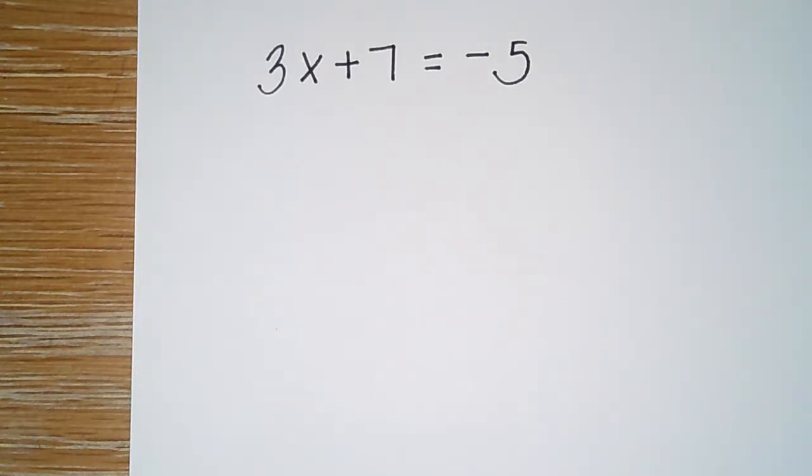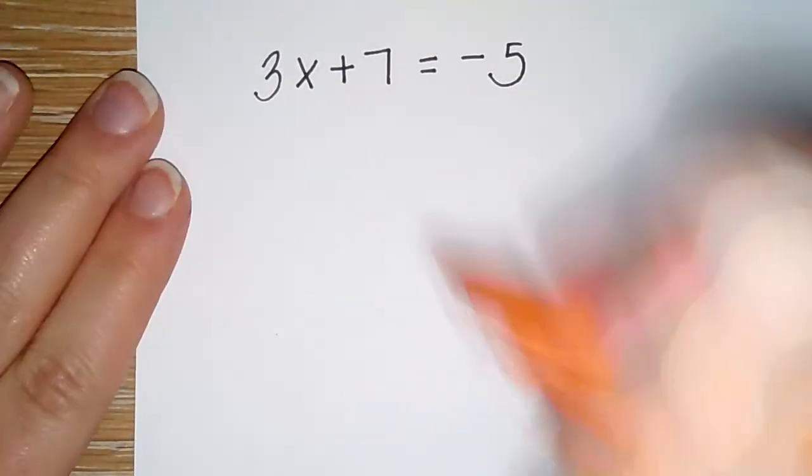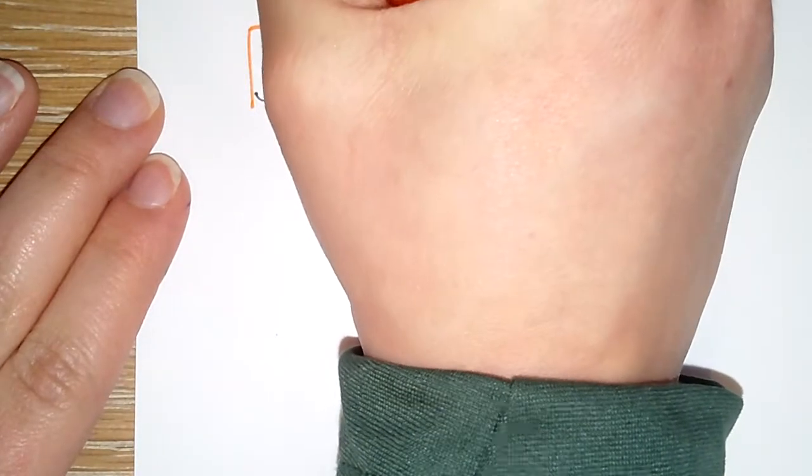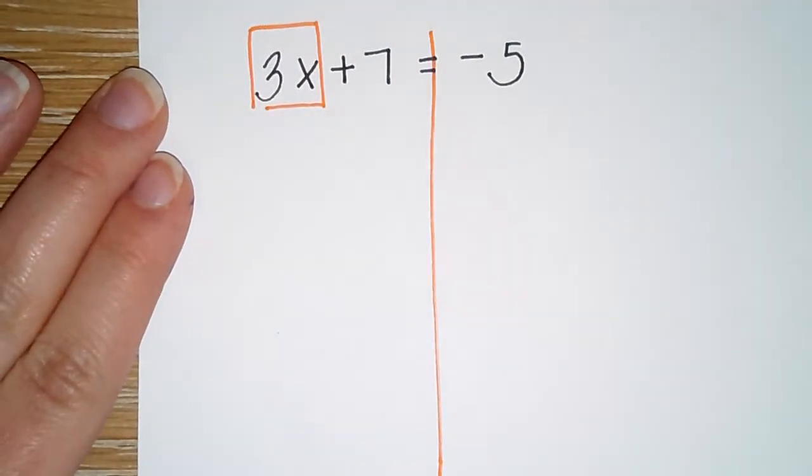Today we are going to review two-step equations and try a couple of special cases. So here we have 3x plus 7 equals -5. To start, I box my variable term and draw my balance line.